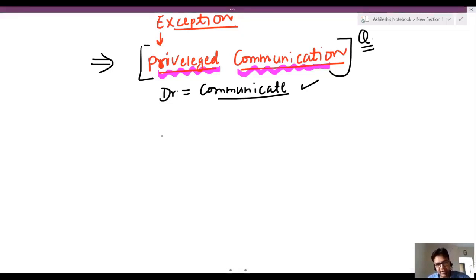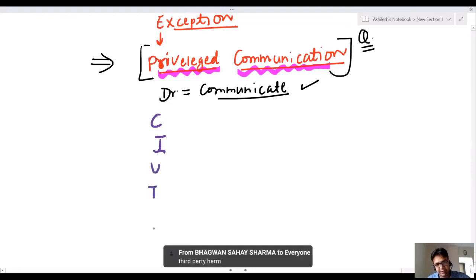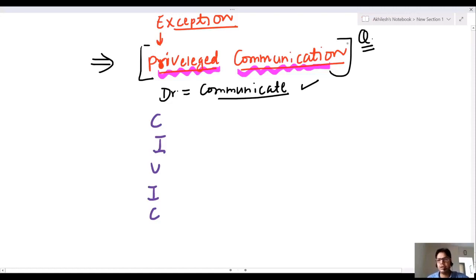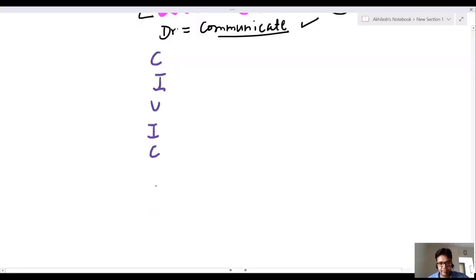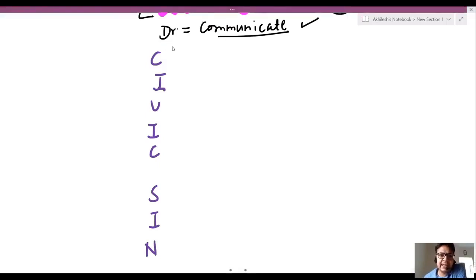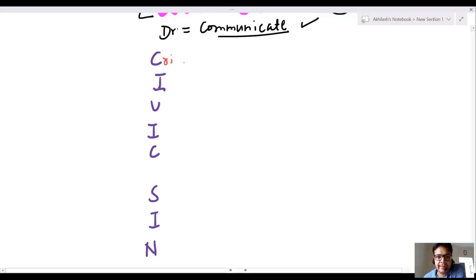See, civic sin. Civic first. What are the cases where the doctor can communicate to someone? These are the examples. Civic sin. What are the examples of privileged communication? Now see. For a criminal case, if any criminal case comes to a doctor, like murder, suicide, the doctor informs this to the police or magistrate. And sir, this is 39 CRPC.